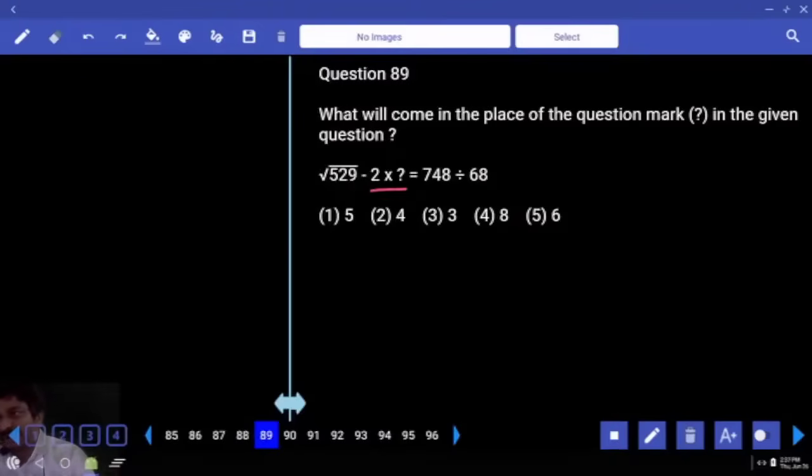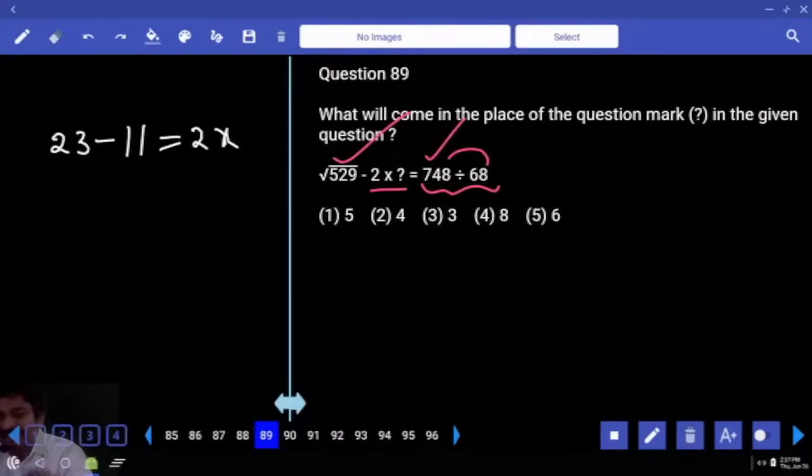Minus 2x goes to right hand side. Right hand side number comes to left hand side. First of all, left hand side under root of 529, 23. Right hand side number 748 divided by 68. When you observe first 2 digits, it is definitely one time. Last digit verification 1 only, which is equal to 2x only. How much is this? 12. 2 cancellation.